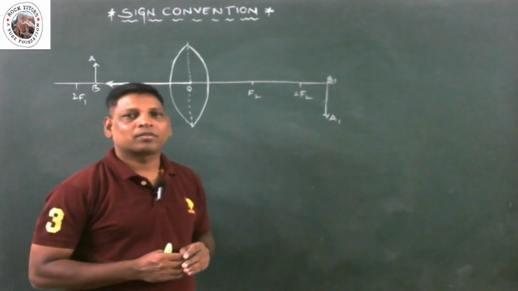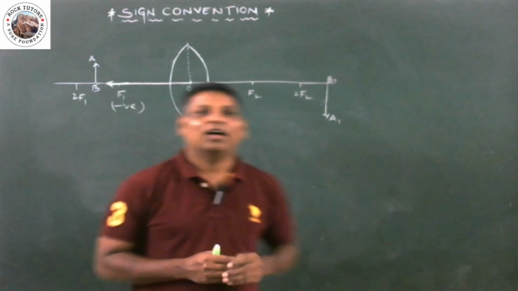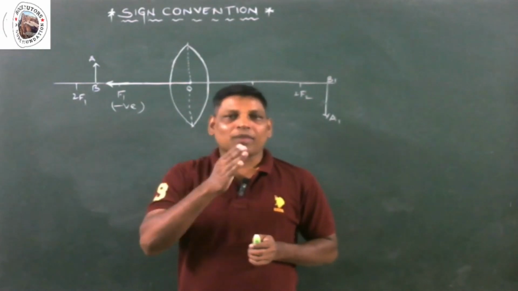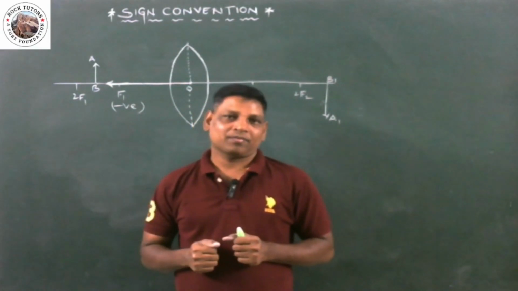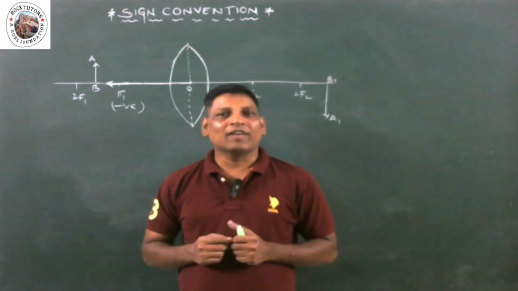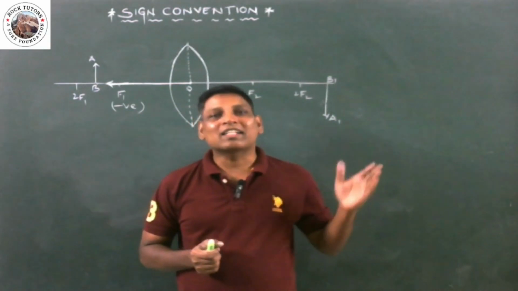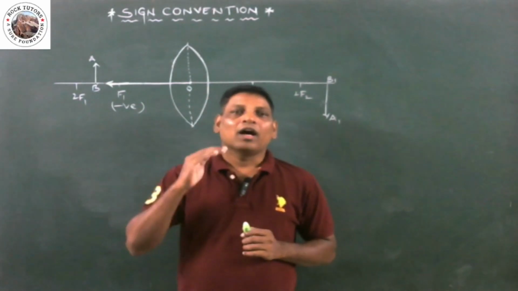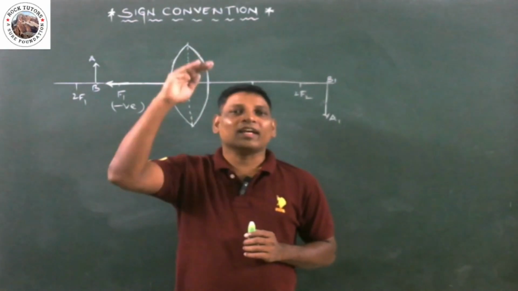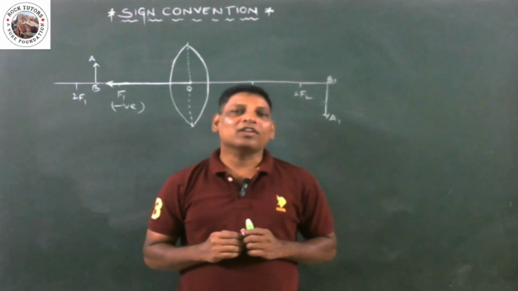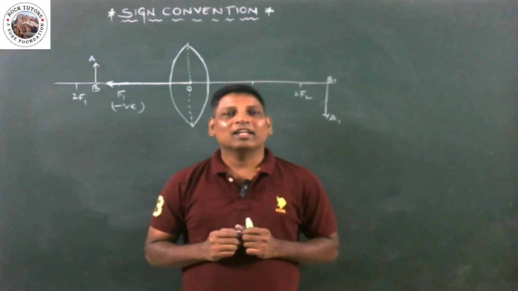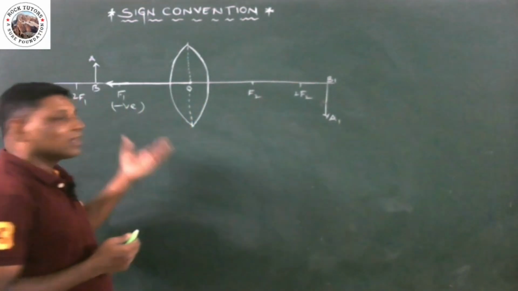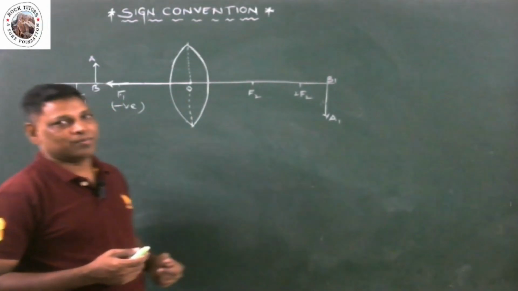Now we already discussed in a Cartesian plane: from the origin, if I am moving towards the left side, we will get negative values. If I am moving towards the right side, we will get positive values. If I am moving from the origin upward, we will get positive values. If I am moving from the origin downwards, we will get negative values. Here, the same thing we apply.